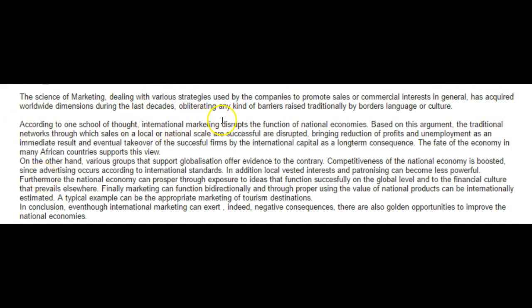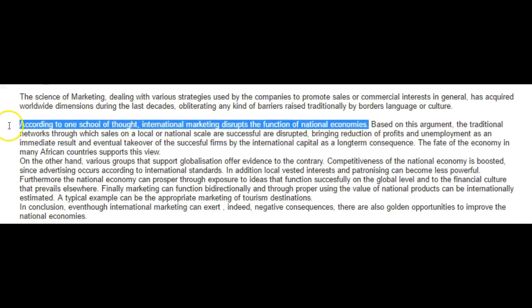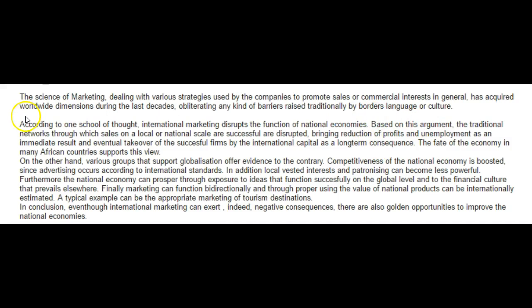According to one school of thought, international marketing disrupts the function of national economies. Perfect sentence. Based on this argument, the traditional networks through which sales on a local or national scale are successful are disrupted. See, now, we want to stay away from repetition. We want to try to vary our speech, or our writing rather. So, what's another word for disrupted? We could say inhibited. To inhibit is to apply resistance to reduce. Sales on a local or national scale are inhibited, so we don't need this either.